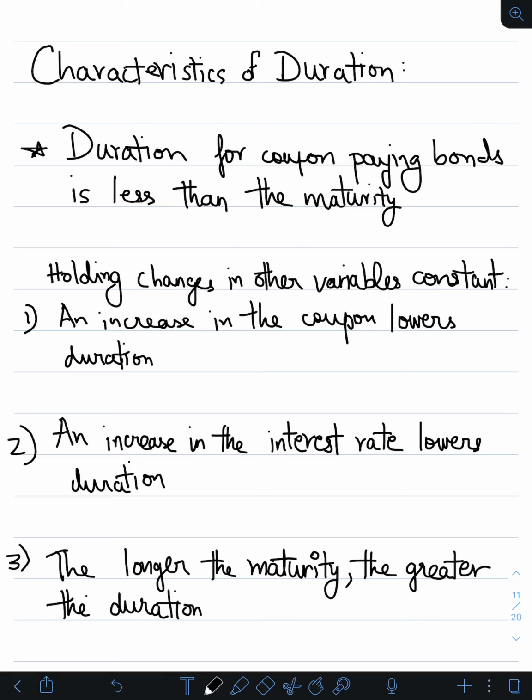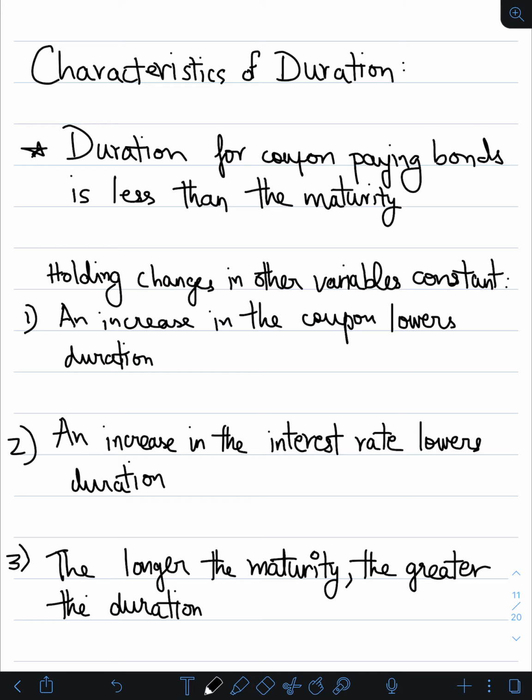In the previous video, I introduced the concept of duration, which is a measure of the sensitivity of the price of a bond to the change in interest rates, basically. We then went over a number of calculations of how the returns could change when interest rates change. And now I'm going to present some characteristics of duration that are important to know.